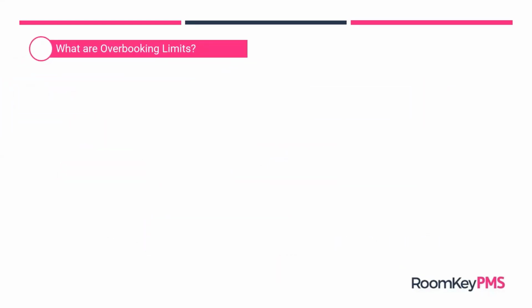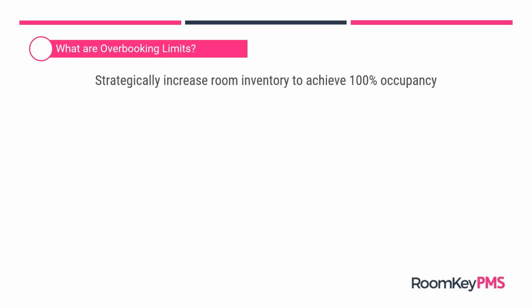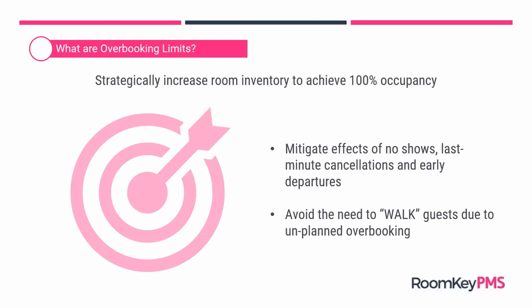Now, diving right into our topic for today, let's define what overbooking limits are. They are a tool to strategically increase your room inventory and achieve 100% occupancy, that goal of a perfect sell. Of course, when you're aiming for this goal, we're looking to mitigate the effects of no-shows, last-minute cancellations and early departures by artificially increasing guest room availability. So we are artificially inflating that inventory number to help offset any effects caused by no-shows, or if you have someone check out early and leave an empty room.